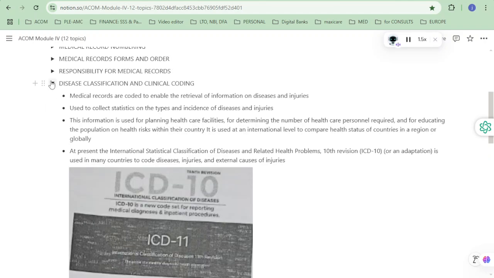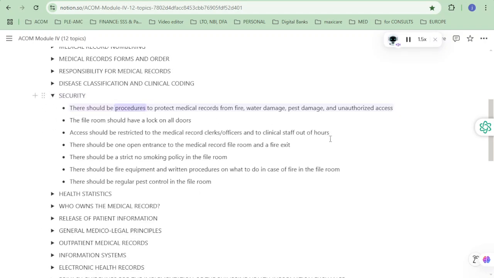Security. There should be procedures to protect medical records from fire, water damage, pest damage, and unauthorized access. The file room should have a lock on all doors. Access should be restricted to the medical record clerk/officers and to clinical staff out of hours. There should be one open entrance to the medical record file room and a fire exit. There should be a strict no smoking policy in the file room. There should be fire equipment and written procedures on what to do in case of fire in the file room. There should be regular pest control in the file room.